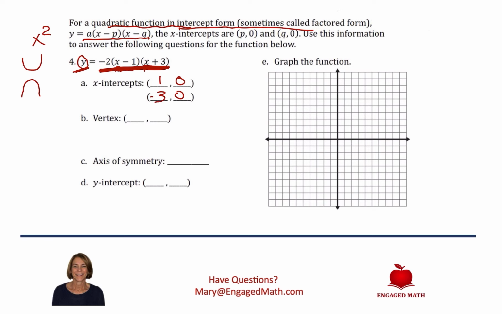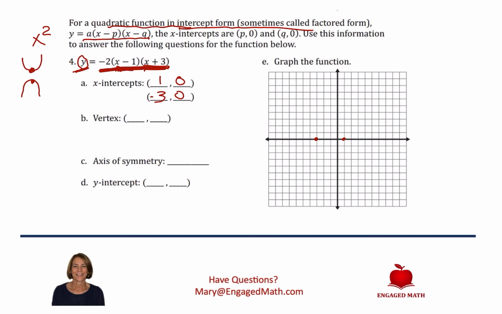So the reason this is often called intercept form is because we can look at it and tell our intercepts. Our x-intercepts are at 1, -3. We can look at that equation and tell that right away. So we have those two values and now the vertex. So the interesting thing about parabolas is they are always symmetric about the highest point or the lowest point. And that highest or lowest point is called the vertex.